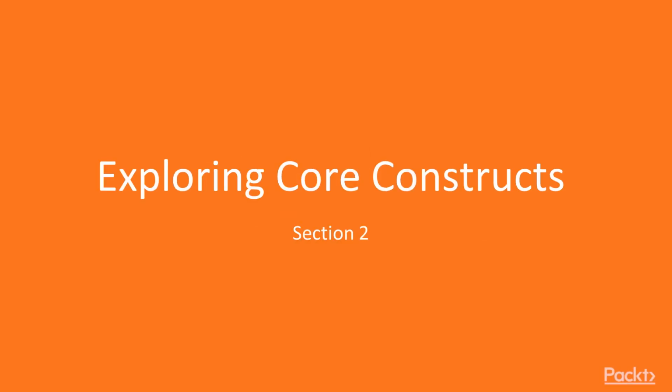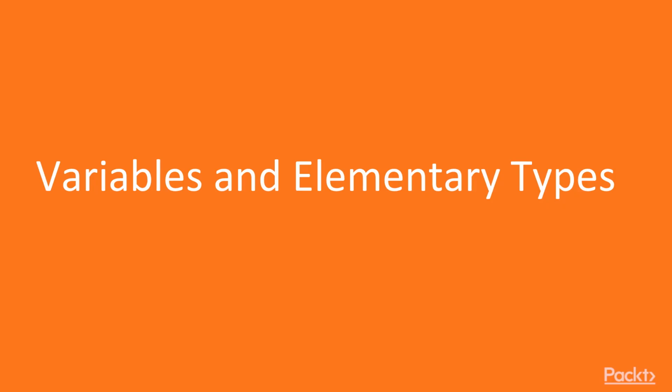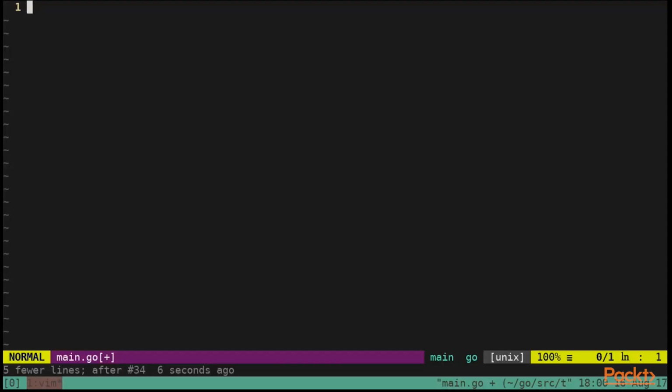In this section, we will learn what variables are and how to declare them. As variables belong to a certain type, we will also be looking at numbers, string, and Boolean types. Variables are references to a space in memory. These references are associated with an arbitrary name. We use variables to hold values and operate with them.